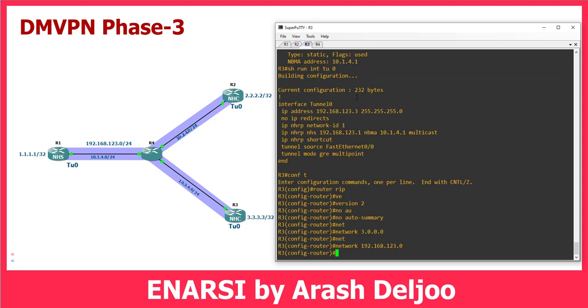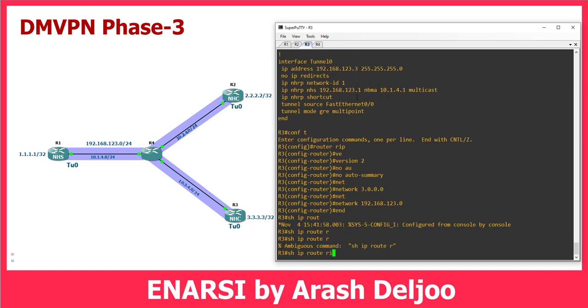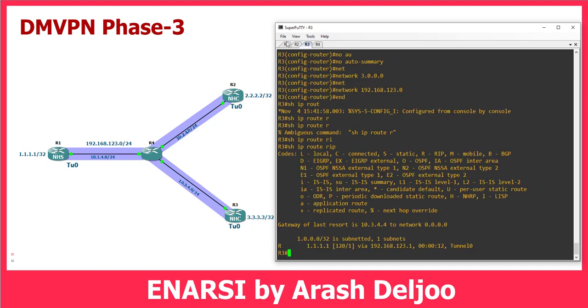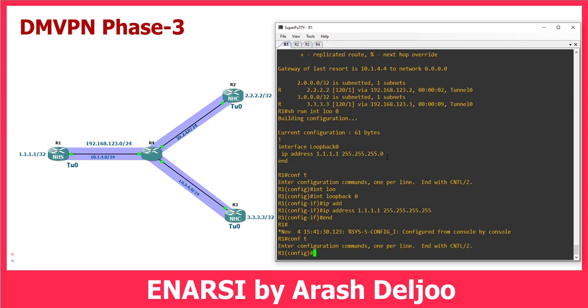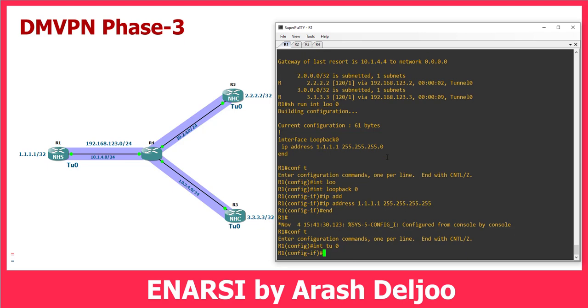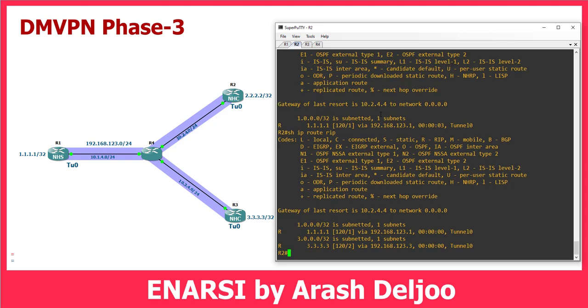Also in router 3, we have the same problem, show IP route RIP. Here we have only quad 1/32. Let me disable the split horizon rule. In router 1, under the interface tunnel 0, we are configuring no IP split horizon, and this is so easy. In router 2, look at here, now we have quad 1/32 and quad 3/32.